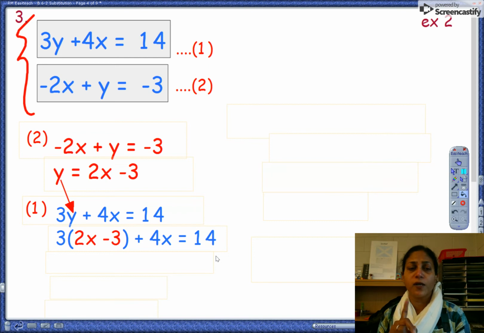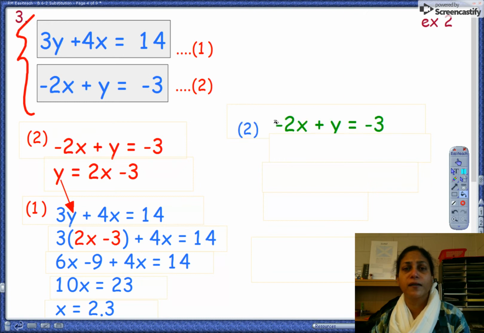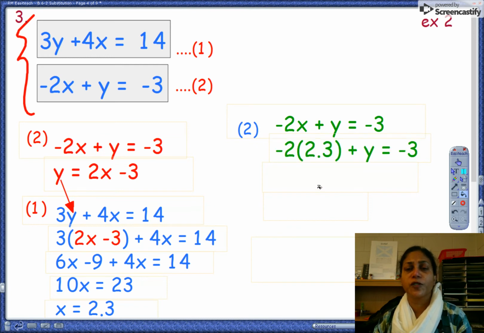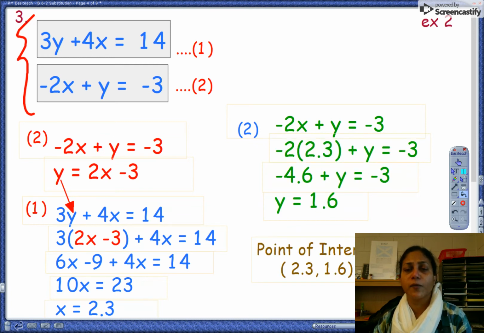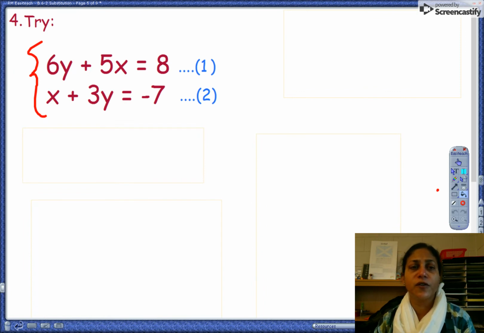I now have one equation with one variable, so I can solve it. And don't be afraid if you get fractions or decimals, they are numbers too. Now I'm going to use this x is equal to 2.3 in any of these two equations. I like the second equation, it looks simpler to me. So I'm going to substitute, solve for y, and my point of intersection is 2.3 comma 1.6. Try this by yourself. Try to look for a variable that you can easily isolate. You may want to pause the video and give it a try.